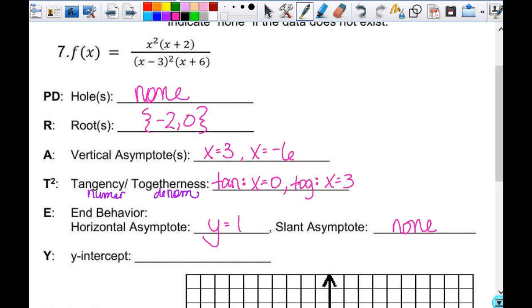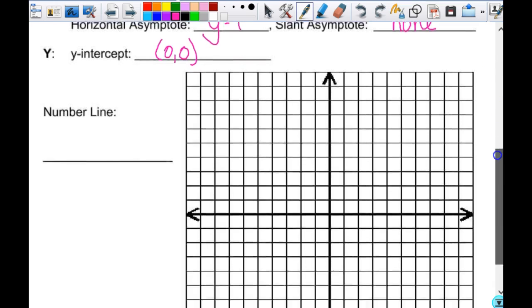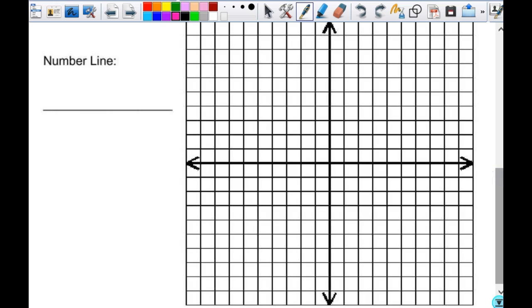What's your y-intercept? 0. If you have a root of 0, your y-intercept is 0. All right. So let's go here. And now I've got to do my number line. On my number line, I have to put my asymptote. So I've got a -6. I also need to put my roots. So that's a -2, 0, and 3.